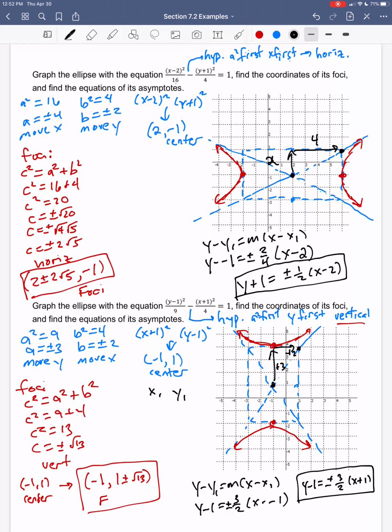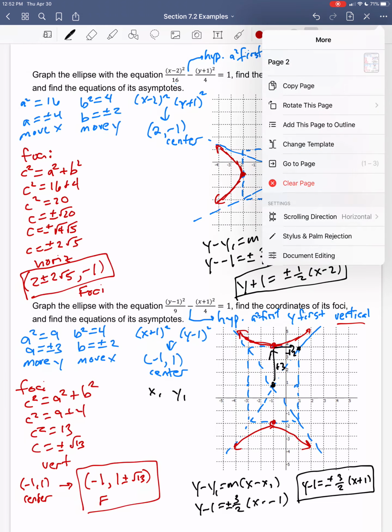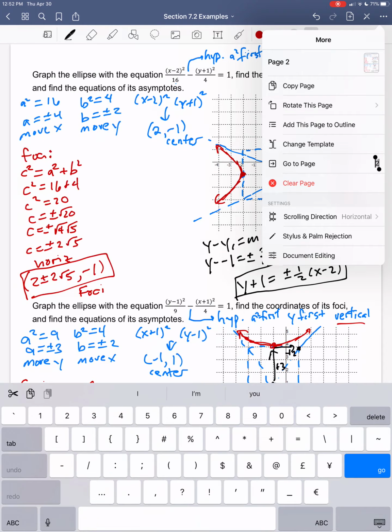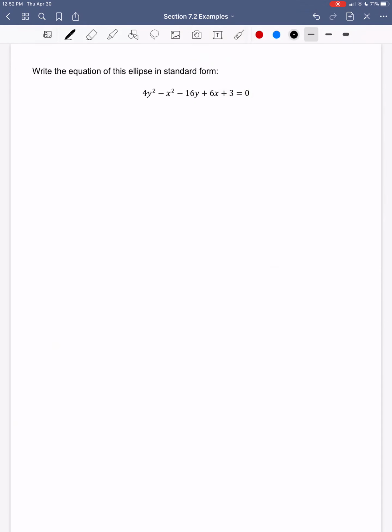Okay, so that's how graphing these hyperbolas works. Just one other situation to talk about. We might start with an equation of a hyperbola that looks like this. This is not in standard form. What we need to do to put it in standard form is put the y stuff together, the x stuff together, and move the constant to the other side.